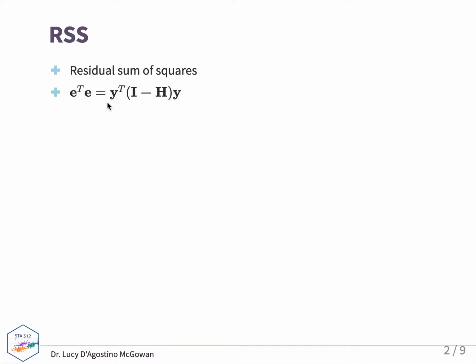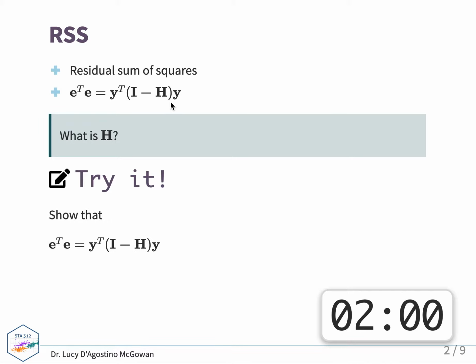And so it turns out we can write this as Y transpose, I, the identity matrix, minus H, the hat matrix, times Y. I guess I just said this, but what is H? Well, it's that hat matrix. It's the matrix that puts the hat on Y. It's X times X transpose X inverse, X transpose.